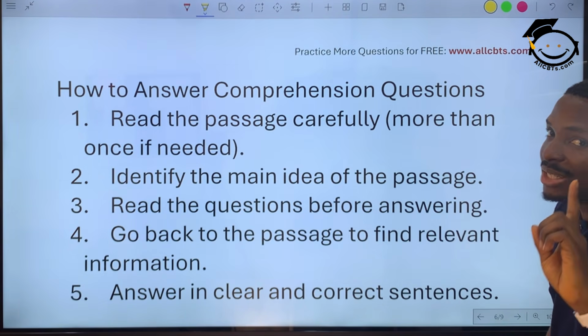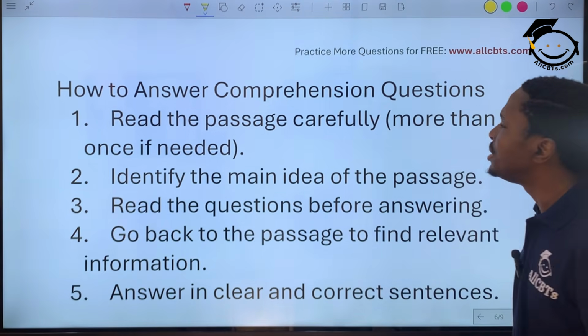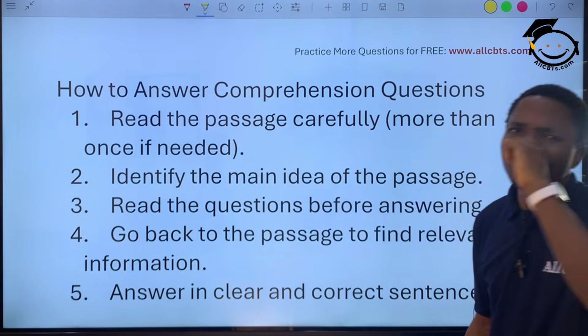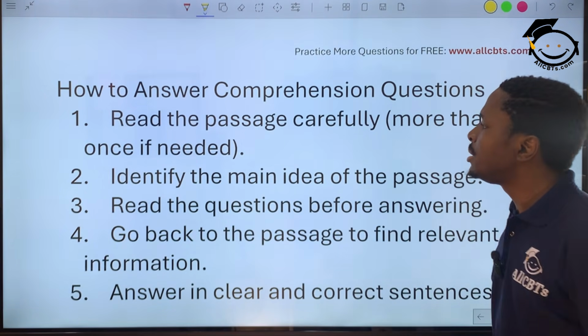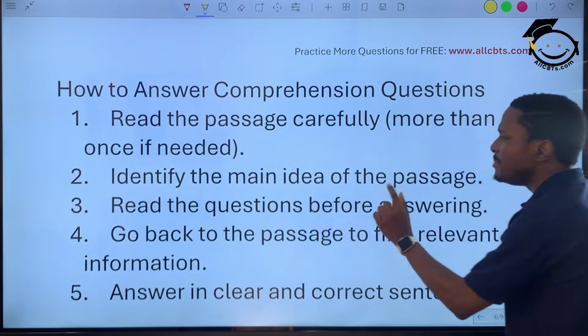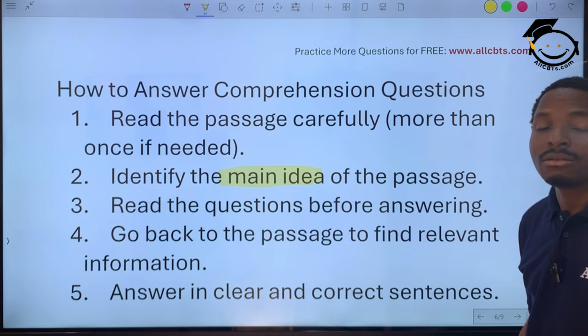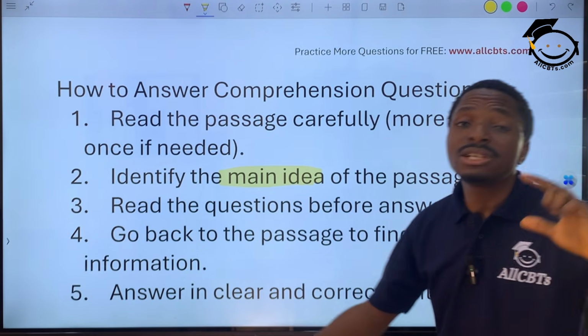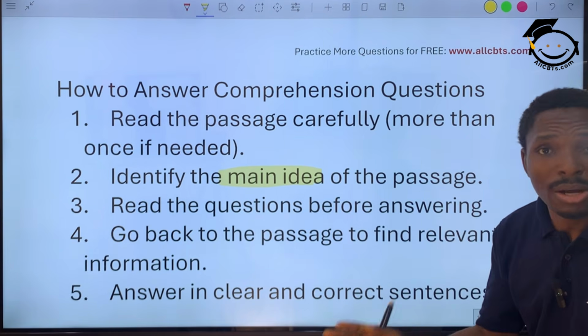I told you at the beginning of the video that there are rules in answering comprehension questions. 1. Read the passage carefully. If it is not too long, try to read it more than once. 2. Identify the main idea or central theme of the passage. What is the passage talking about?